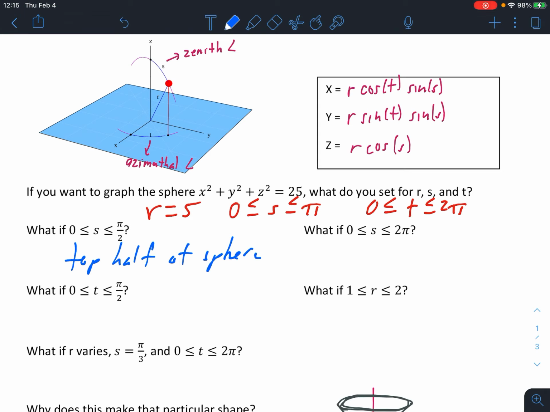What if we let s go from 0 to 2 pi? That would give us 0 to pi, which would give us our full sphere if we spin it around, but it'd also give us this half over here, which if we spin that around again, we're going to end up tracing out 2 spheres.